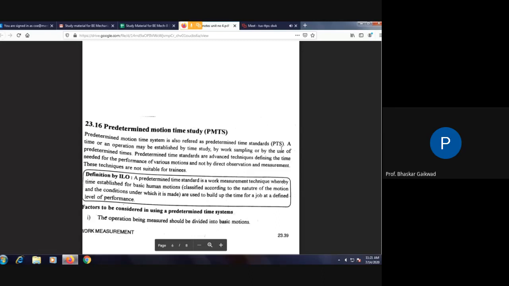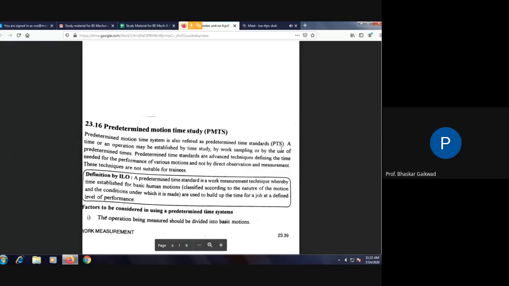A time for an operation may be established by time study. Whatever activity is there, for example, assembly of a nut and bolt, this is one activity. Holding the job on the machine, second activity. Measurement of the dimension of the job, third activity. The time required to do each activity is established by time study, where we require the stopwatch method. How much time is required to complete an activity is already decided in PMTS.